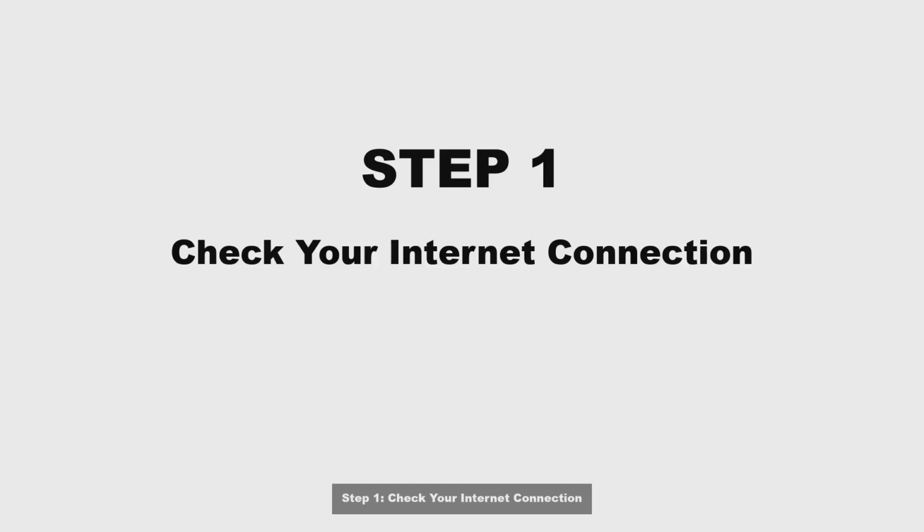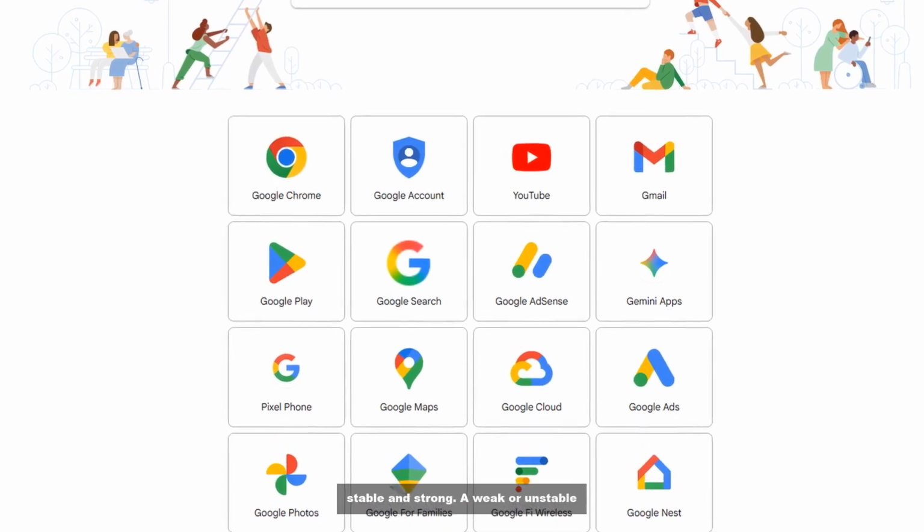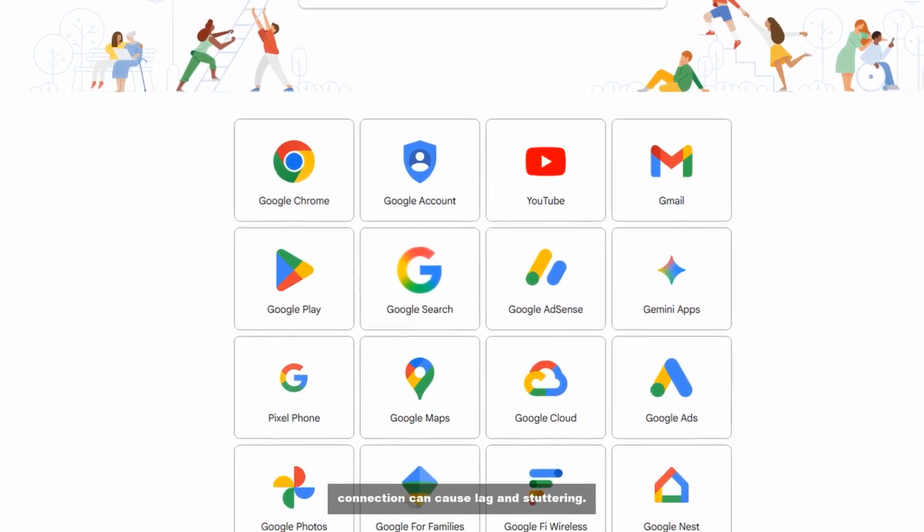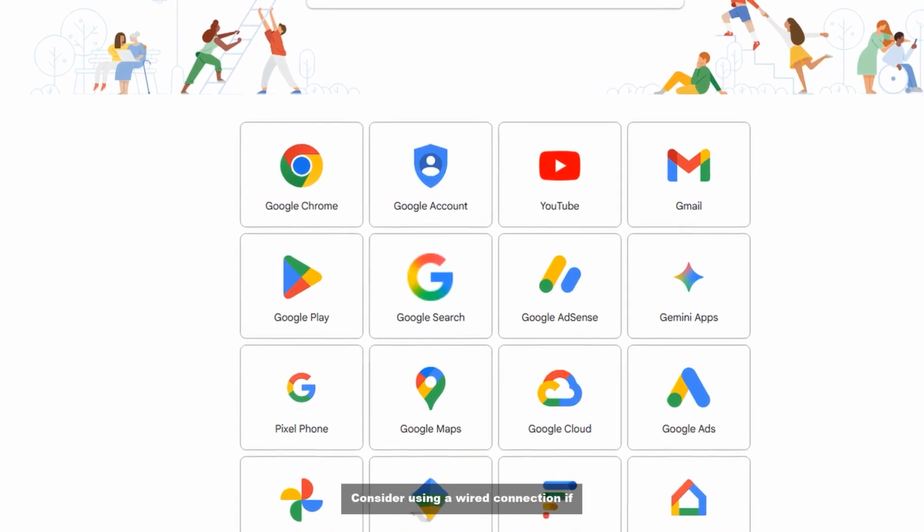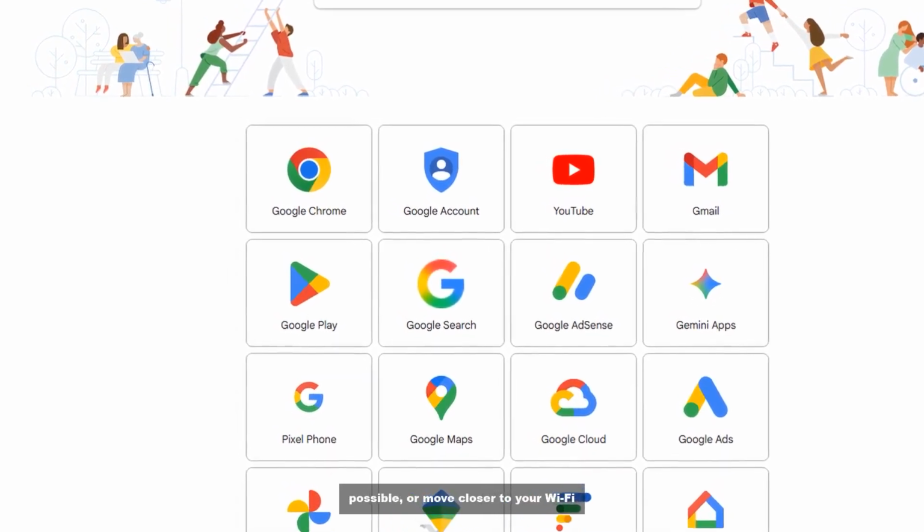Step 1. Check your internet connection. Ensure that your internet connection is stable and strong. A weak or unstable connection can cause lag and stuttering. Consider using a wired connection if possible, or move closer to your Wi-Fi router.